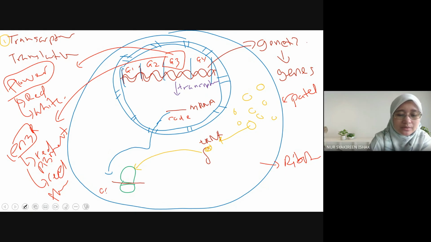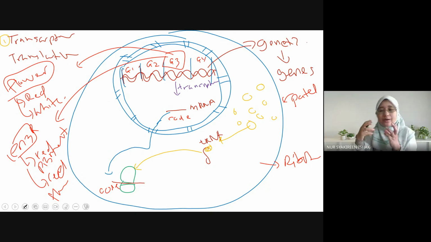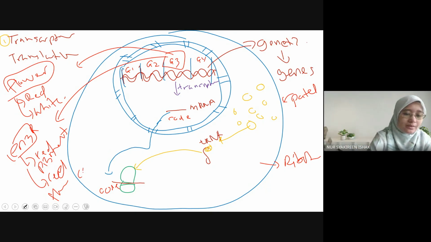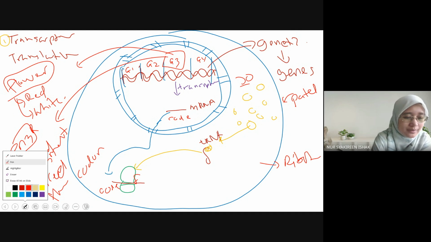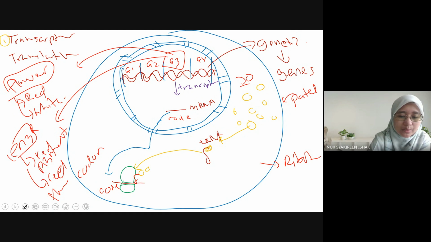on the mRNA. What are the codes on the mRNA? We call it a codon. Codon, right? So every 3 bases code for a specific amino acid. There are 20 different types of amino acid. So according to the base sequence on the mRNA, the tRNA will bring a specific amino acid. Okay, adding the amino acids one by one according to the code on the mRNA.